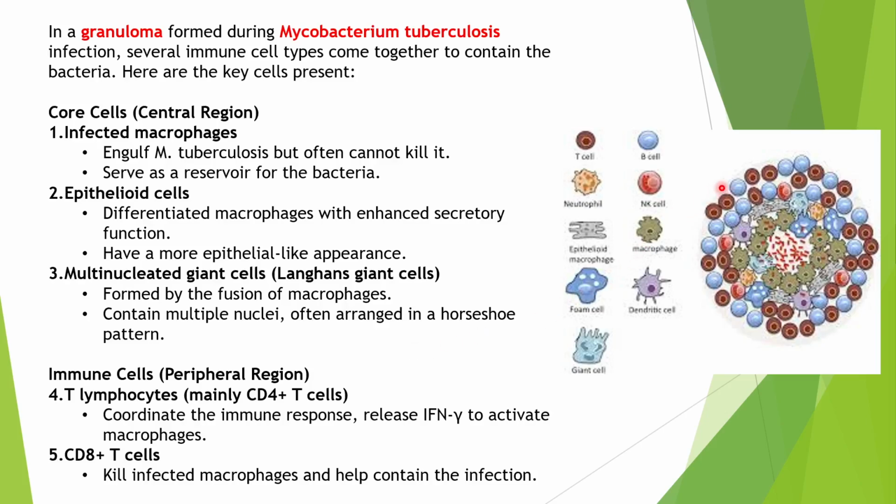Then in the peripheral region, you can see here we have the B cells, NK cells, T cells, etc. So here we have the T lymphocytes, that is the major immune cells, mainly the CD4 plus T cells. So they coordinate the immune response, release IFN gamma to activate the macrophages. Then CD8 plus T cells are also present and they kill the infected macrophages and help contain the infection.